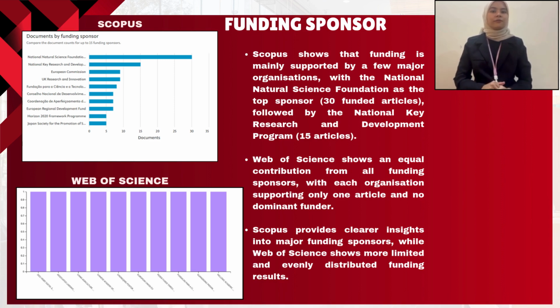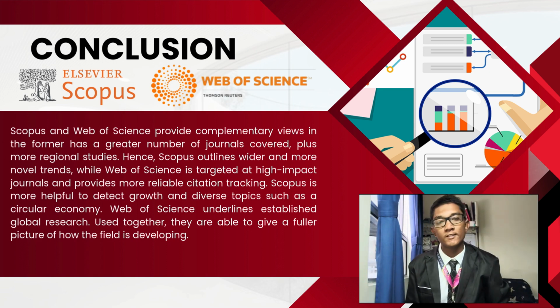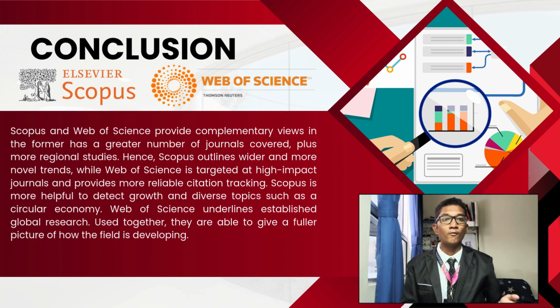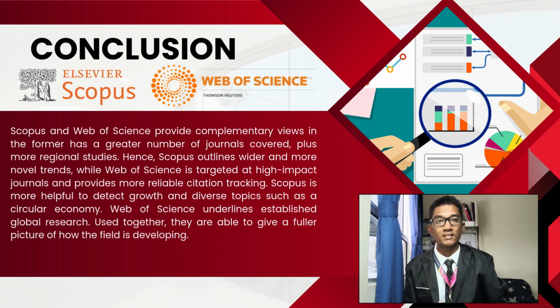However, Web of Science provides fewer results compared to Scopus because of the database indexing practices, funding acknowledgement coverage, and reporting standards. In conclusion, both Web of Science and Scopus have their own advantages. For example, Scopus is more focused on novel trends, while Web of Science is focused more on higher impact journals, and Scopus also focuses more on diverse and growing topics, while Web of Science focuses more on global research.